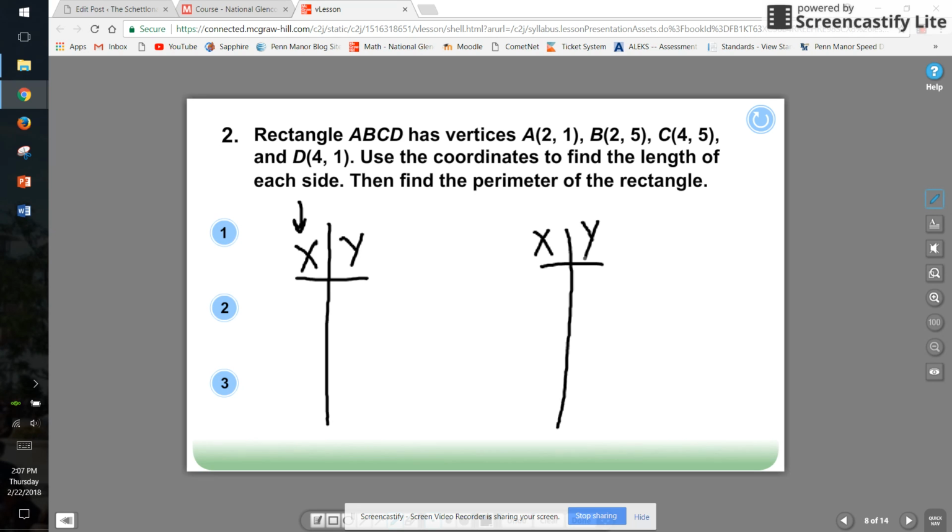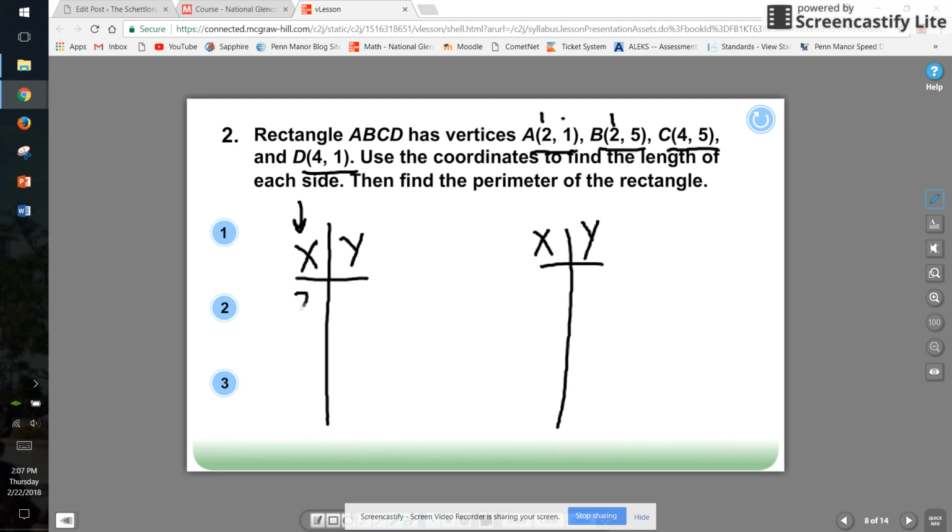All right, Bobby, let's take a look at the coordinate pairs. I see 2, 1, 2, 5, 4, 5, 4, 1. Do you notice any similarities? Two of them start with 2's, right? So that tells me that the x coordinate should be the same. And the y coordinate, well, they're different, aren't they? Well, let's take a look.